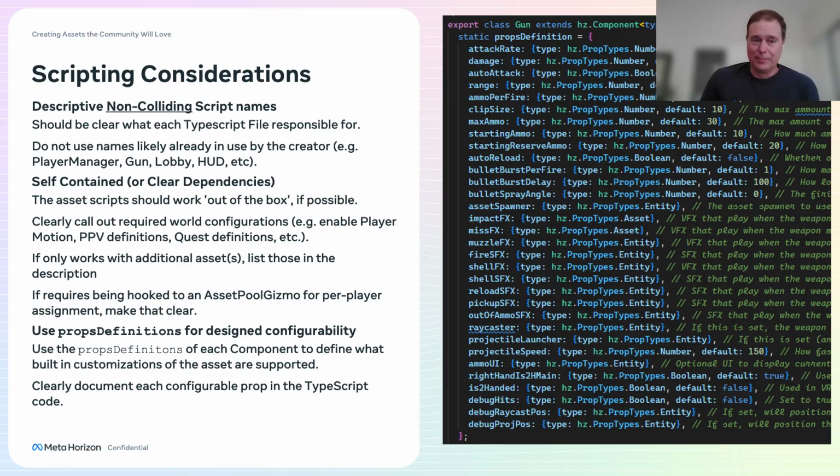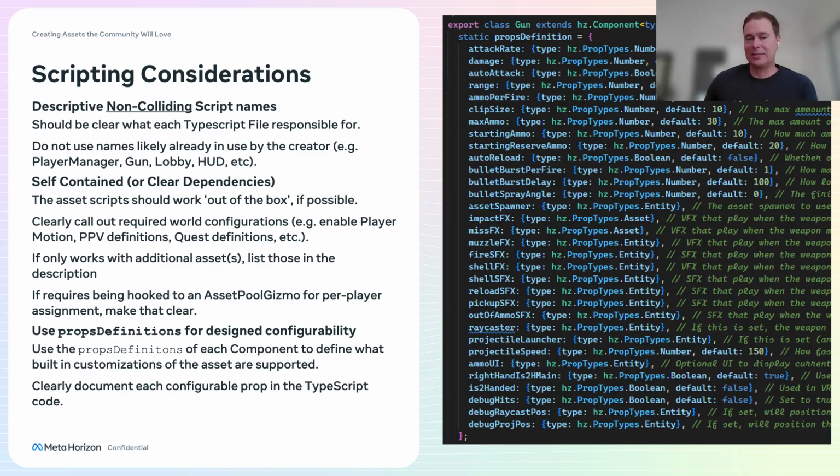The second most, and very, very important, thing is that your assets, especially the scripts, have to be self-contained or have very clear dependencies if they depend on some other asset to function at all. Really, the scripts should work out of the box. If you drop it in the world and try to interact with things, it should just work. The exception is possibly if you need to turn on some API that you're using which is not usually on, or it requires a PPV to be set, or a quest has to be set, or player motion has to be turned on.